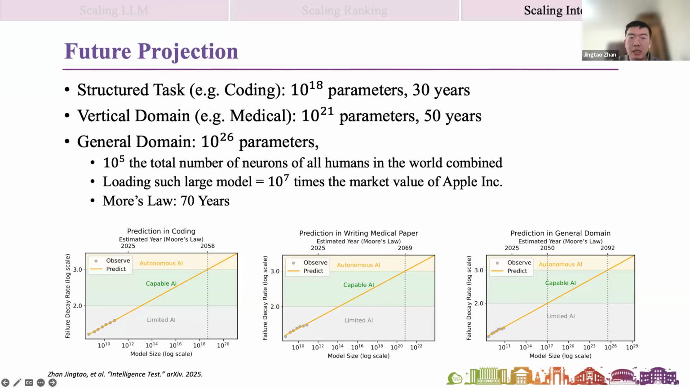So we can see that for current AI systems, if we want to rely on scaling to reach an autonomous level of intelligence, it is almost impossible. And actually, we need something else. Scaling laws actually show that we cannot reach that given the existing hardware, unless we have a major breakthrough in the hardware, for example, quantum computation, things like that.